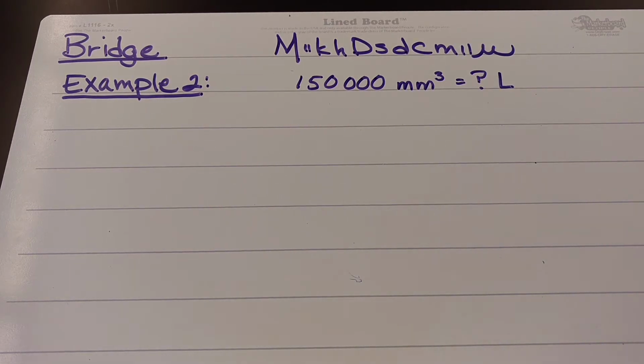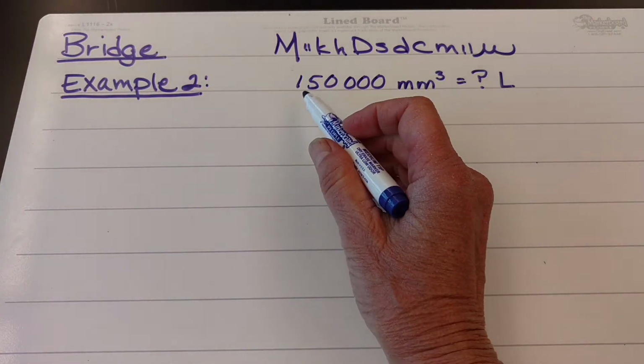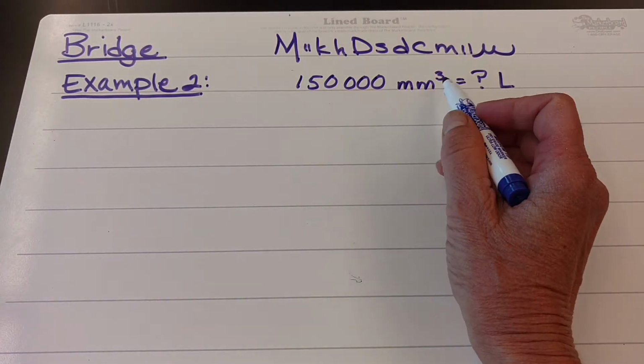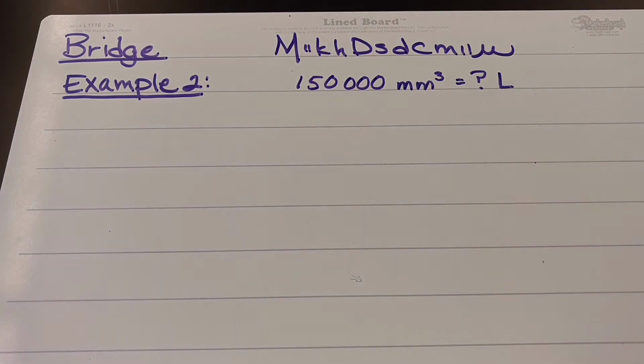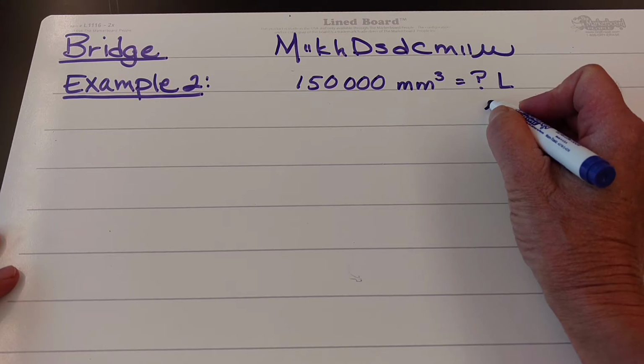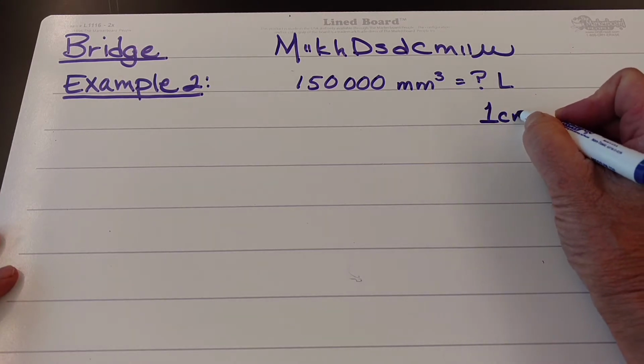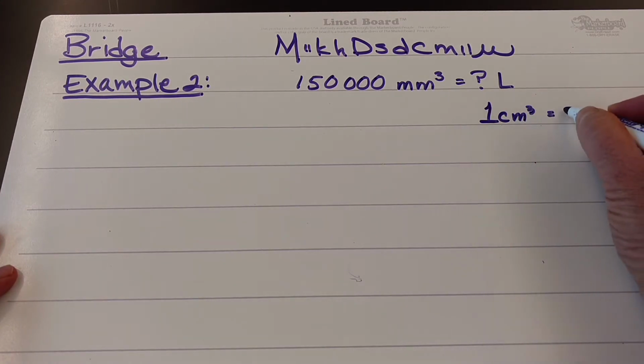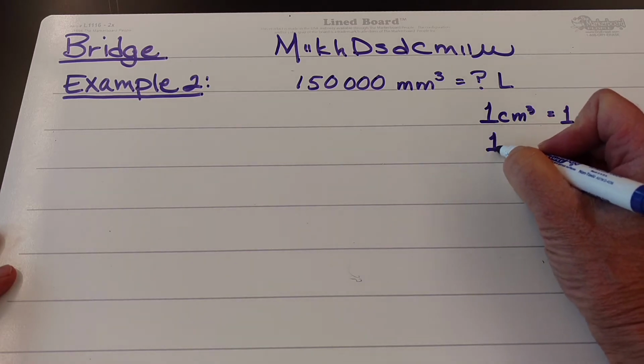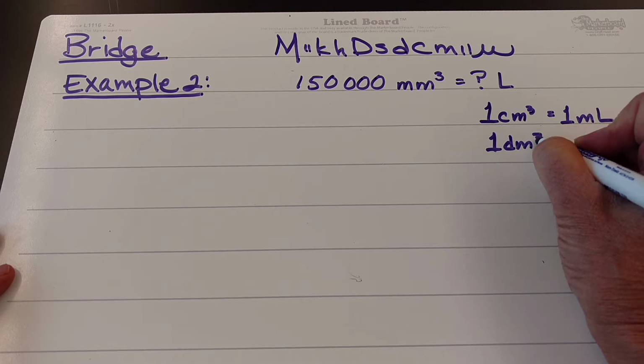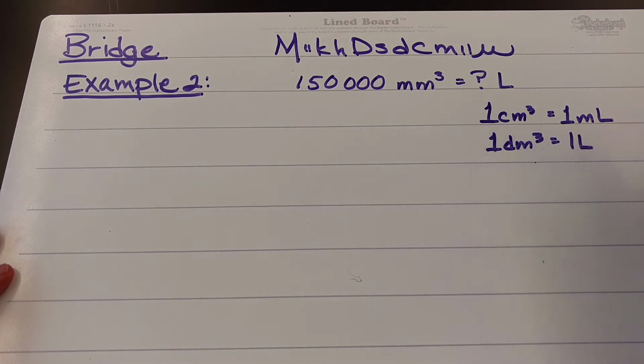All right, our second example for the bridge conversions is we want to know if we have 150,000 millimeters cubed, how many liters would that be? So we need to consider our two different bridges. We have the bridge that says 1 centimeter cubed equals 1 milliliter. And we also have 1 decimeter cubed equals 1 liter.